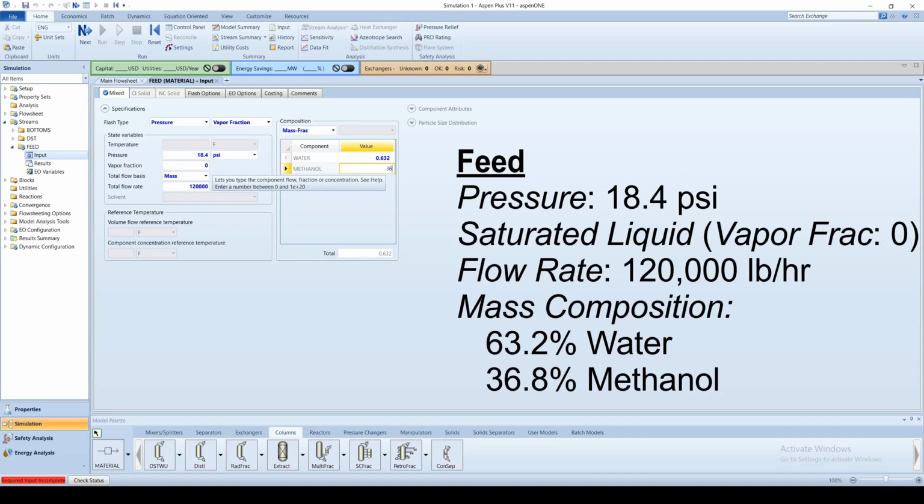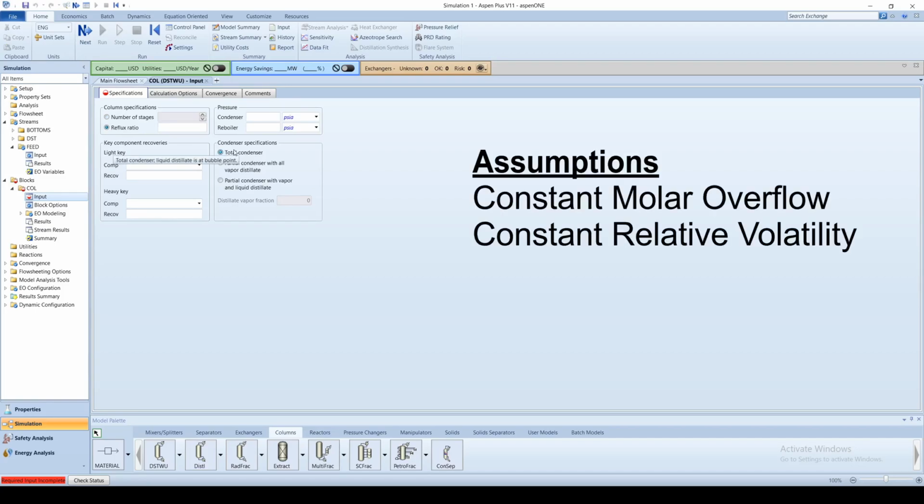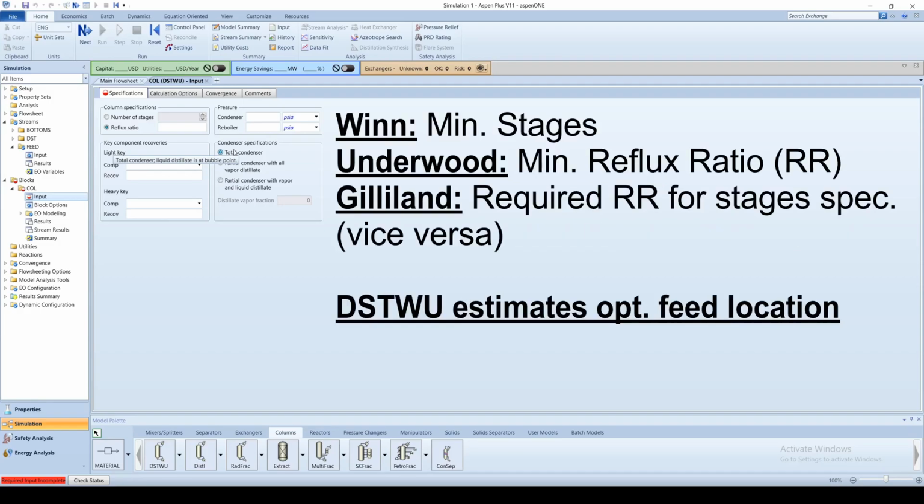Next, input information about the column. DSTWU operates on the assumption of constant molar overflow and a constant relative volatility between the light and heavy keys. Aspen utilizes the Winn method to calculate the minimum number of stages required, the Underwood method for the minimum reflux ratio, and the Gilliland method to calculate the required reflux ratio for a specified number of stages or the required number of stages for a given reflux ratio. DSTWU is also able to estimate an optimal feed location.